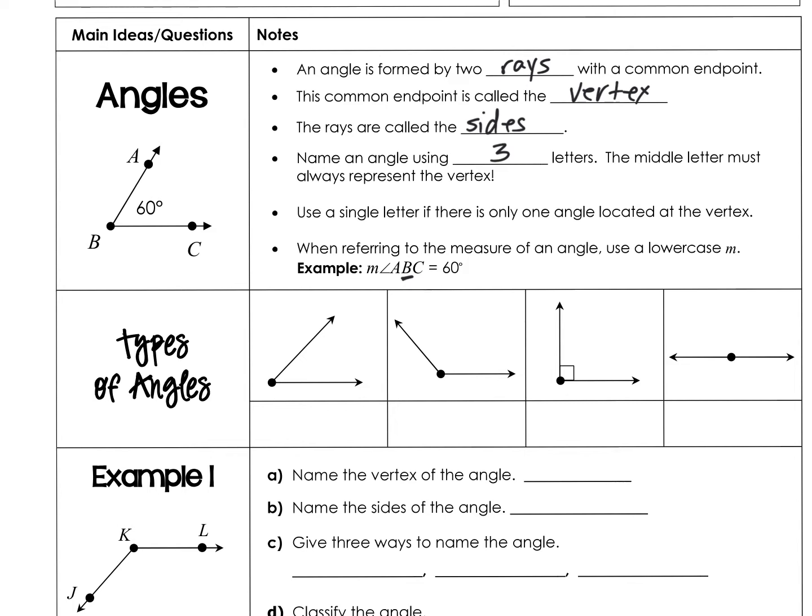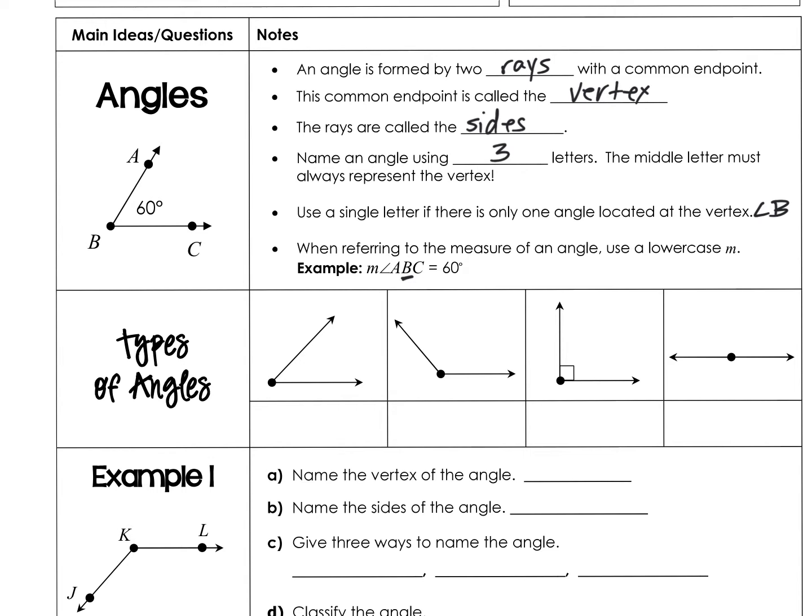Use a single letter if there is only one angle located at the vertex. So technically for this angle to the left here, we could just say angle B because there isn't more than one angle stemming off from that vertex. And when referring to the measure of an angle, we use a lowercase m in front of the angle name.